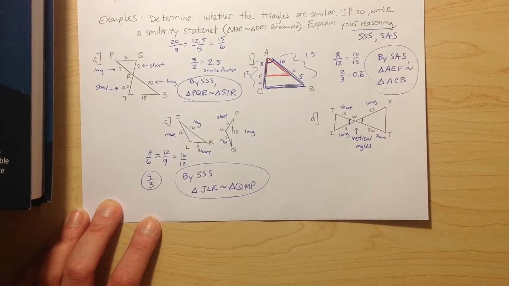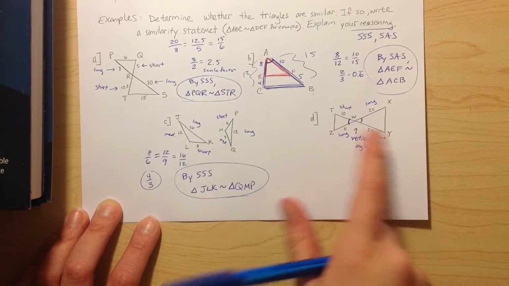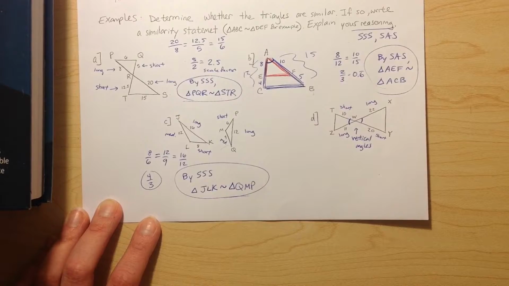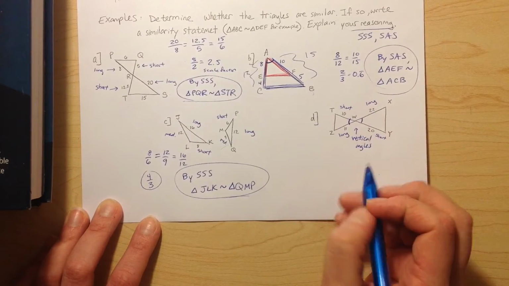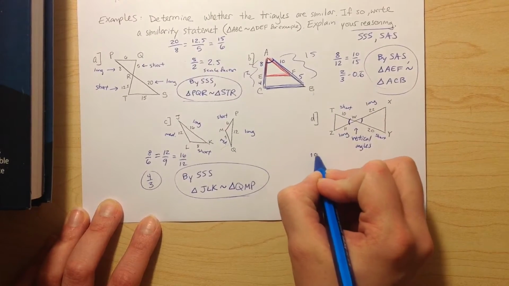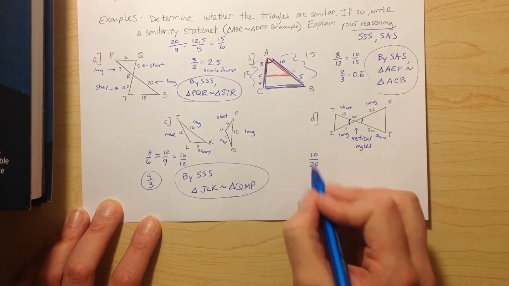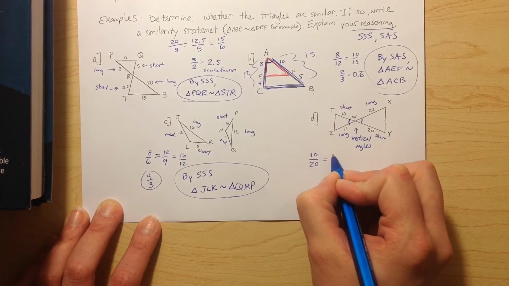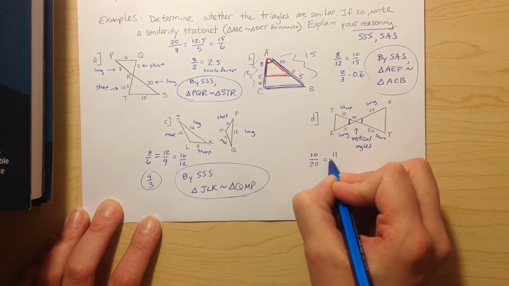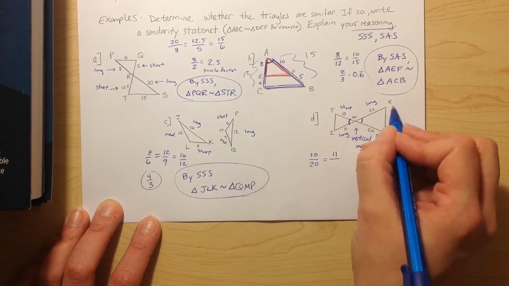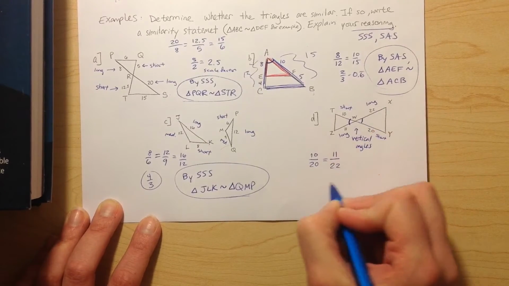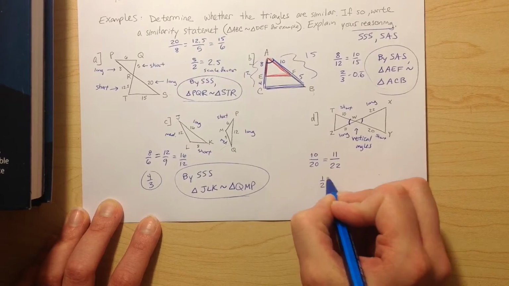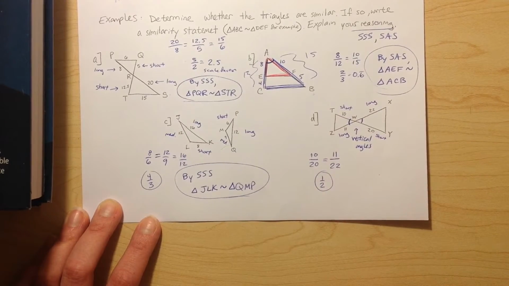So make sure you are comparing the correct things. If you are not lining those up, it will not work out for you. So make sure you're lined up correctly there. My short side is 10 compared to 20. That scale factor should be the same as my long side 11 compared to my larger triangle, long side 22. And I see I'm going to get a scale factor of 1/2 out of both of those.